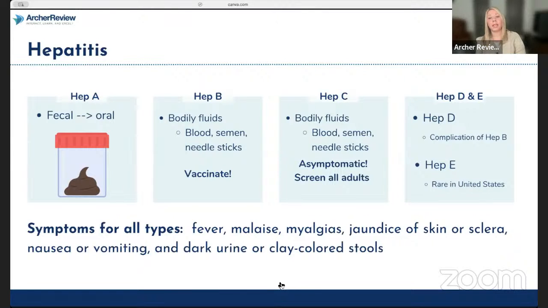Now, hepatitis D and E are less common, but just know that hepatitis D is a complication of hepatitis B, which is easy to remember because they rhyme, and hepatitis E is really rare in the United States.